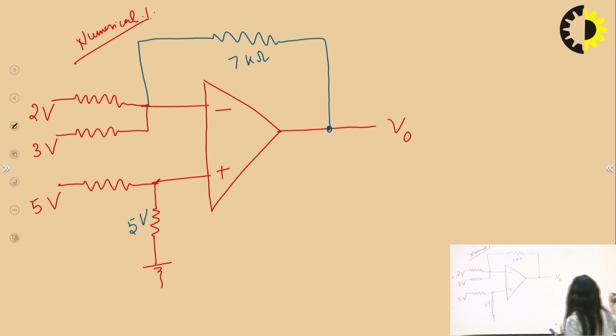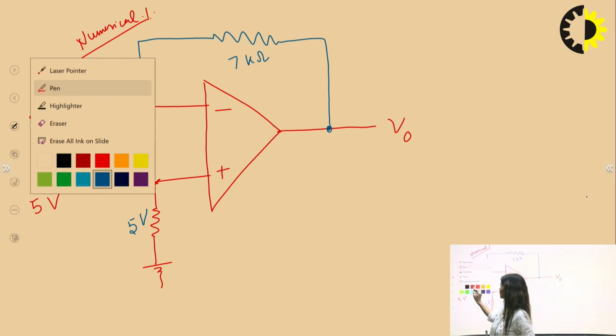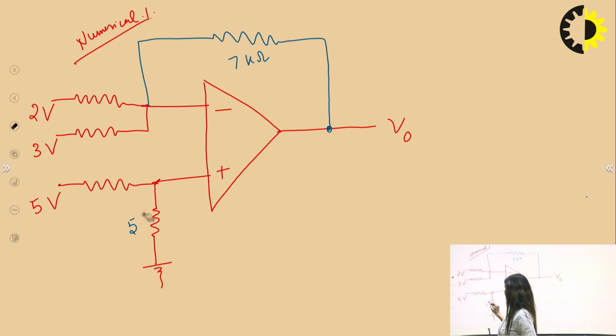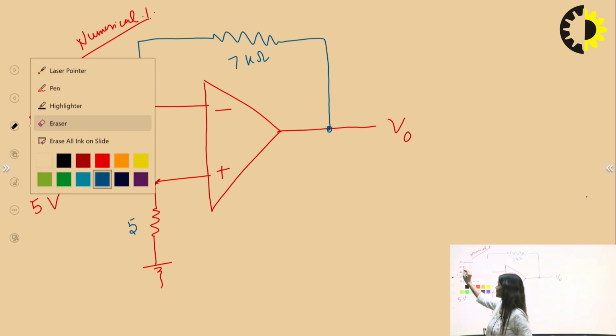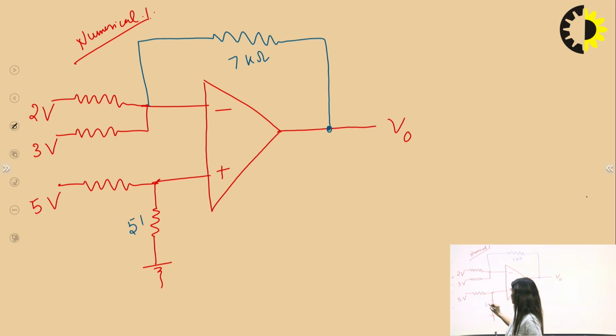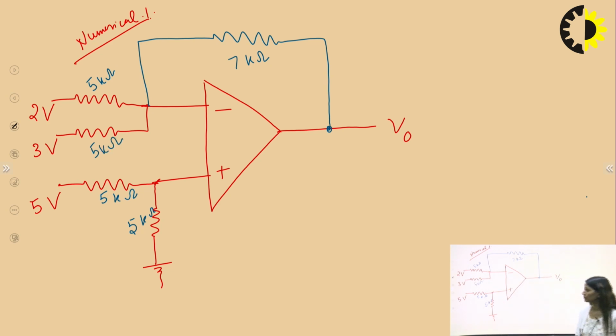So let's say this particular resistance is 5 kilo ohm. This is also 5 kilo ohm resistance. This is 5 kilo ohm. Again, this is also, let's say, 5 kilo ohm resistance, right? Now the question is asking what should be the output voltage of the op-amp.